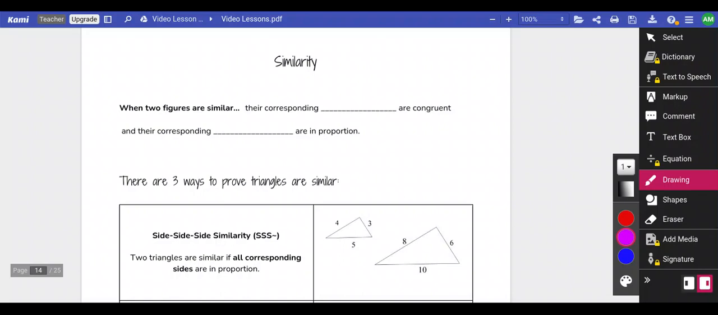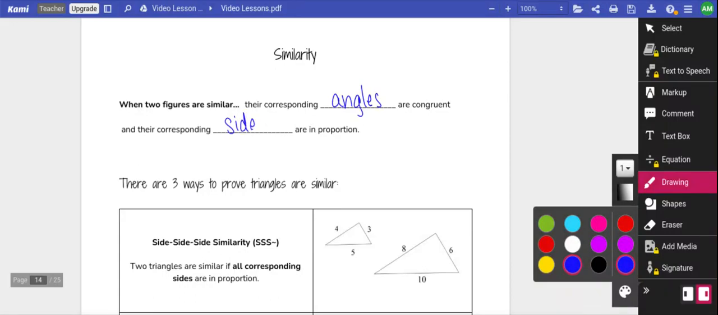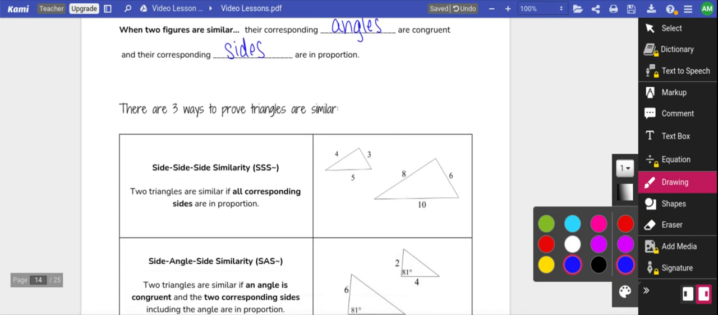Today we're going to talk about similarity. When two figures are similar, their corresponding angles are congruent and their corresponding sides are in proportion. There are three ways to prove that triangles are similar to one another.